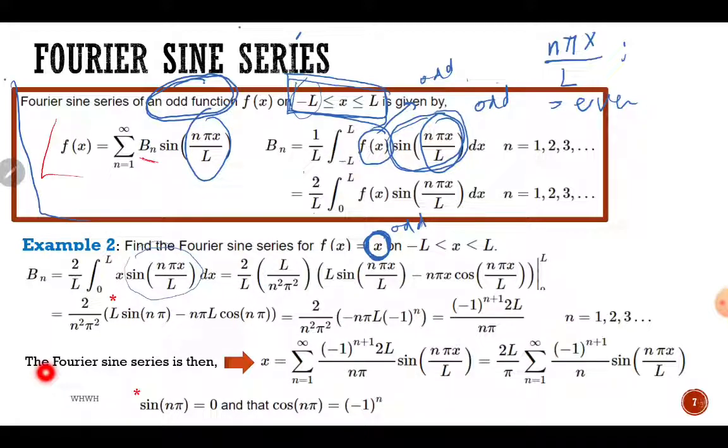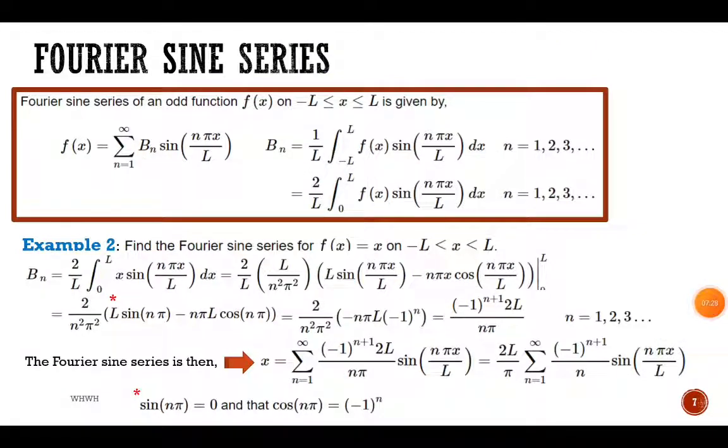So this integration, it has been simplified for you, but how to solve this one? It's actually not as simple as this one, because to solve this, you need integration by parts, something you have learned before in Engineering Maths 1. Okay, so in this example 2, the function is f(x) equals x. So we want to find its Bn, the coefficient for the Fourier sine series.